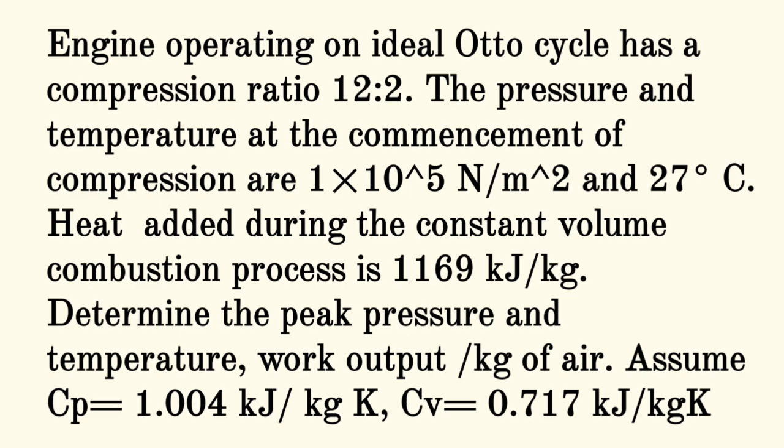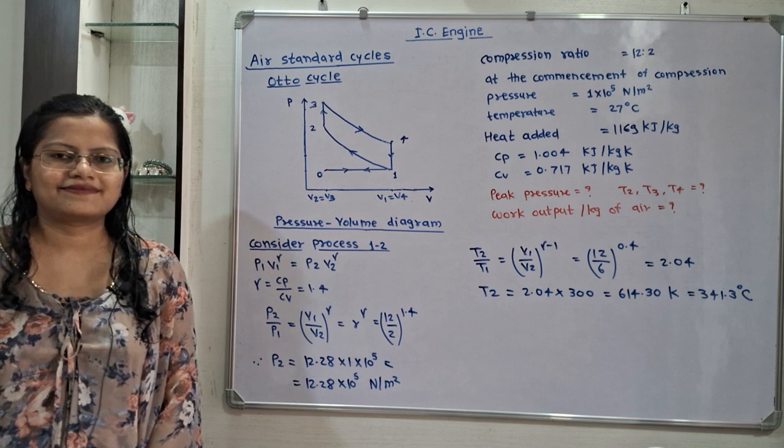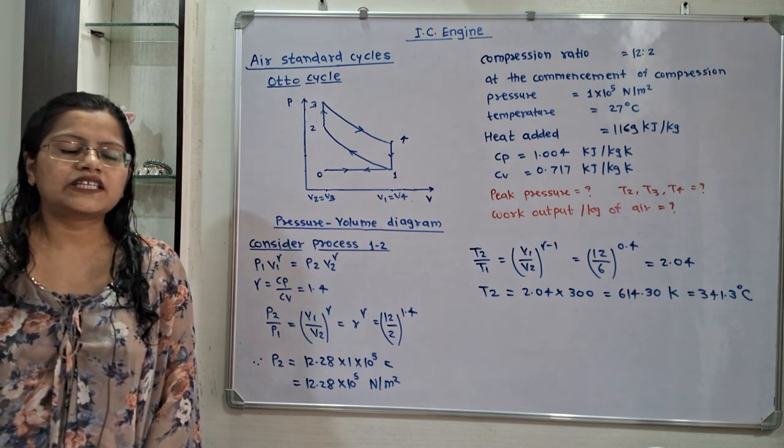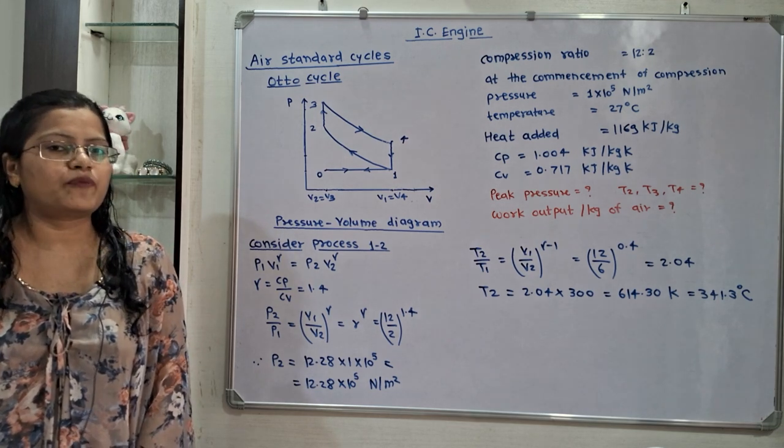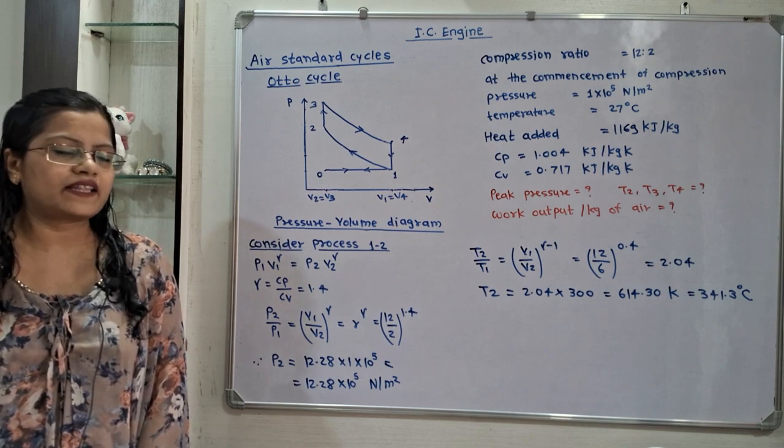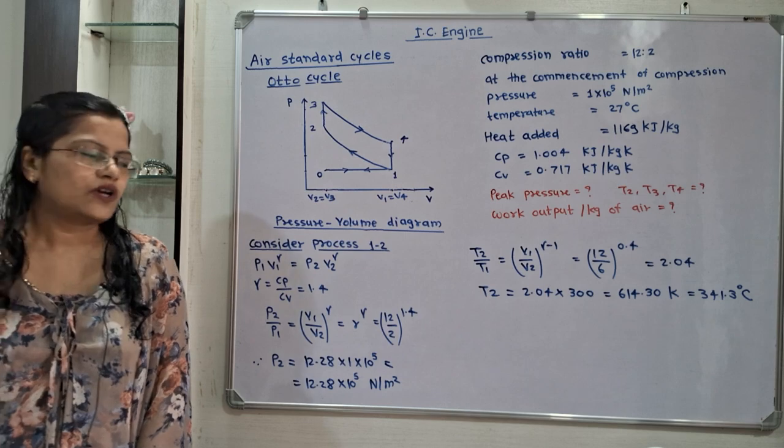Work output per kilogram of air. Assume Cp is equal to 1.004 kJ per kilogram Kelvin and Cv is equal to 0.717 kJ per kilogram Kelvin. Let us understand the given data with the help of the pressure volume diagram of the Otto cycle.